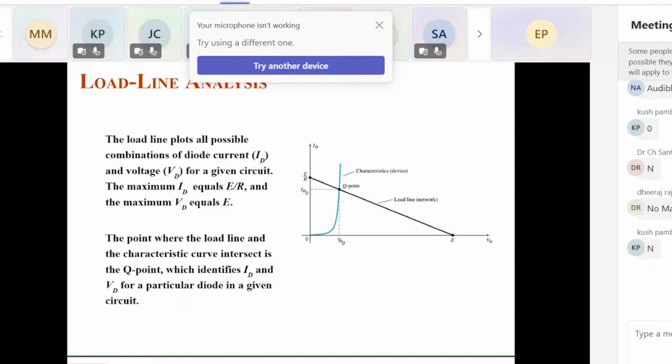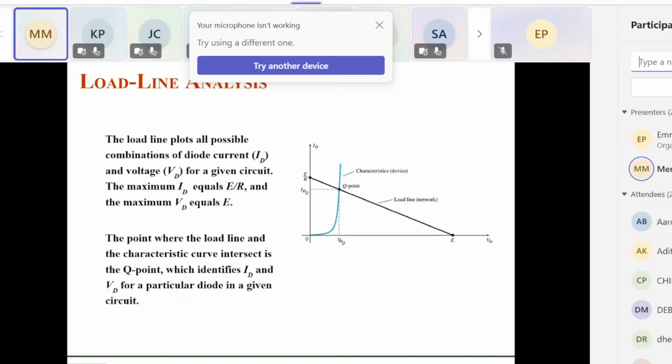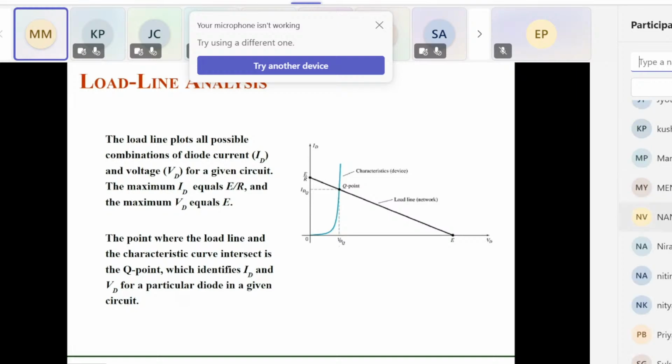So first of all, there is something called load line analysis. What does it mean? There is the Q point. Q is the operating point. Many times I found the students are actually afraid of this. Why are they afraid of this? Because this is not covered in a good manner. So what exactly is the load line concept?